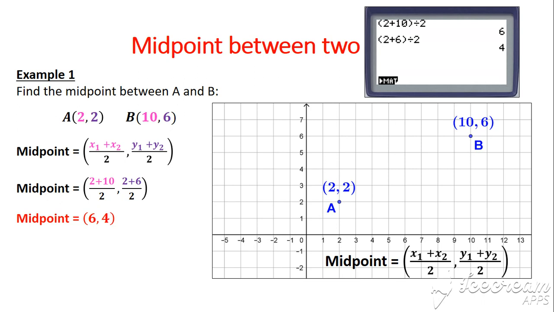And if we go back to the diagram and add that onto the diagram, we can see 6, 4 is exactly halfway between A and B, the midpoint.